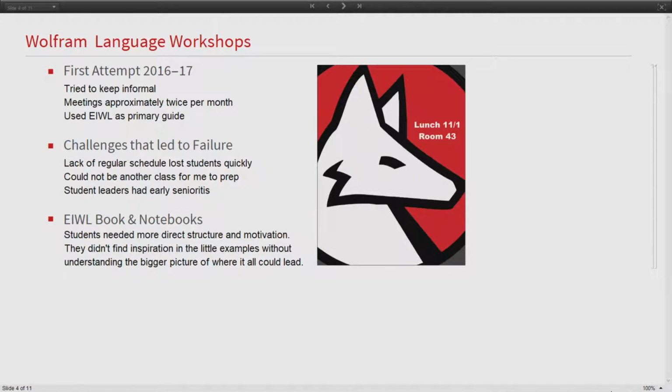The other thing that came up was the EWIL book didn't work very well as our sole resource. What I found was a lot of neat little examples, but the students lost motivation and interest because they didn't get to see in that alone where it all could lead. Like, how do I put this together to do something really great? It's like, well, this is a nice little thing, this is a nice little thing, but what am I doing with this?